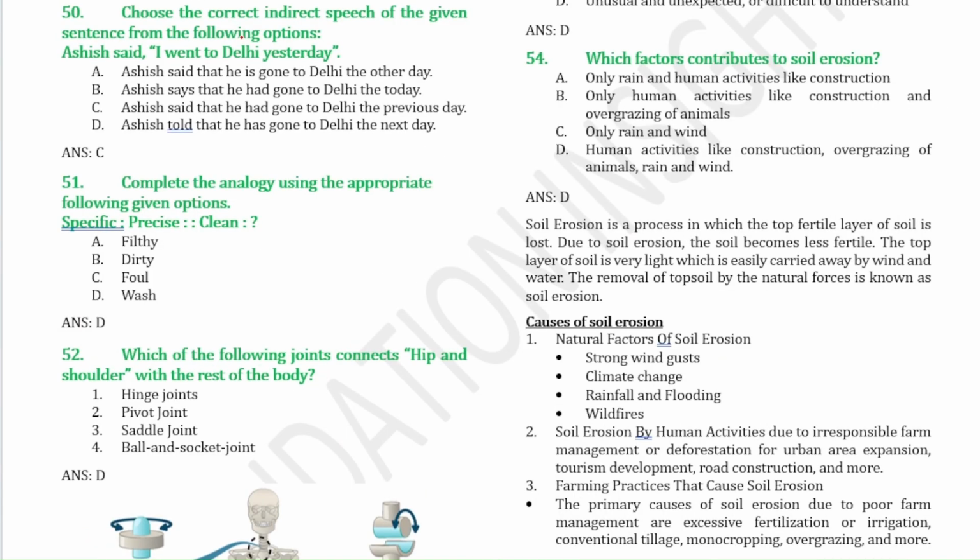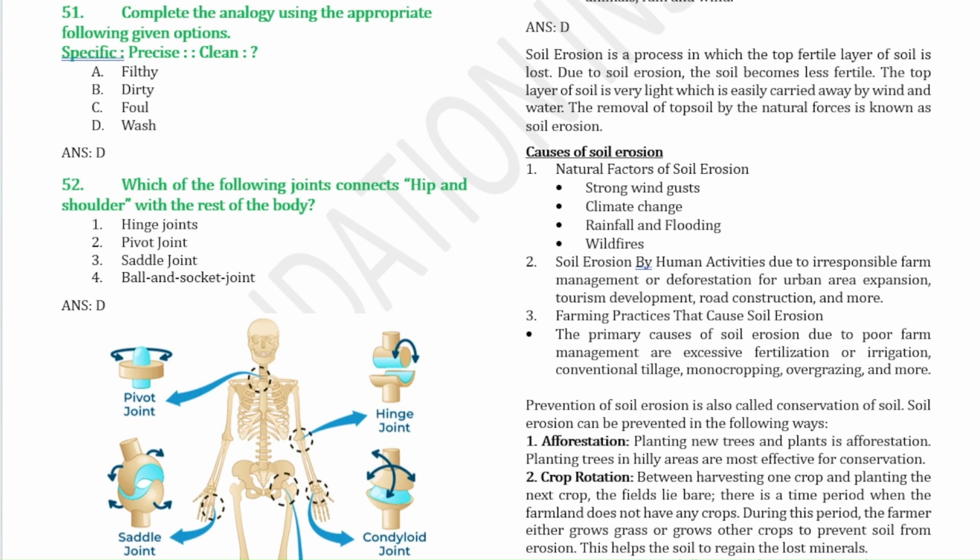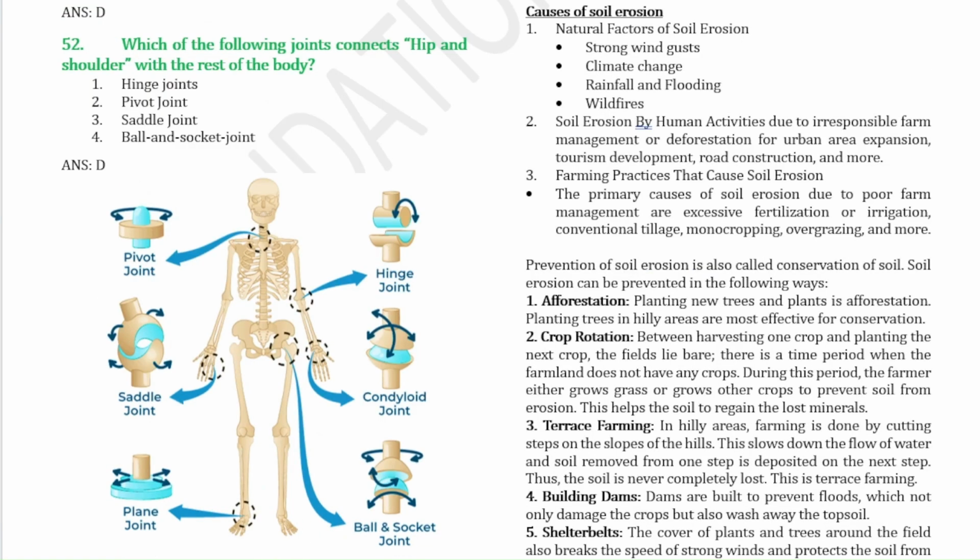Question number 50. Choose the indirect speech for this statement. That is, Ashish said, I went to Delhi yesterday. So Ashish said that he had gone to Delhi the previous day. So option number 3. So question number 51. The correct analogy for clean will be wash. Question number 52. Which of the following joint connects hip and shoulder with the rest of the body?